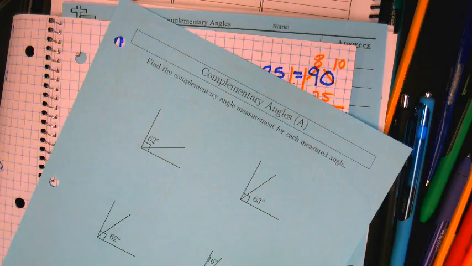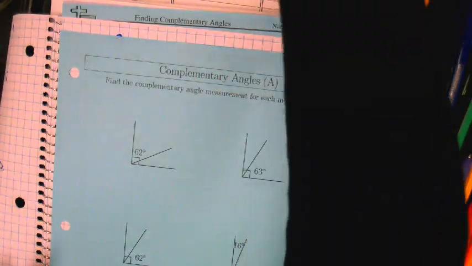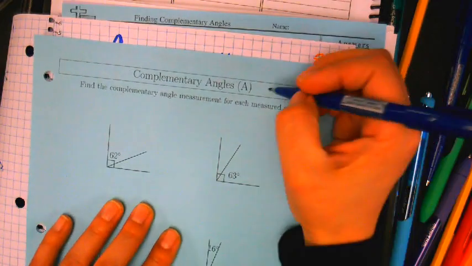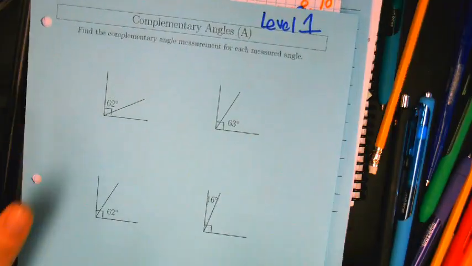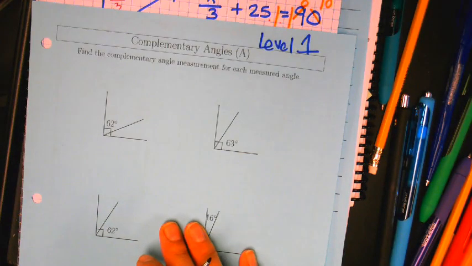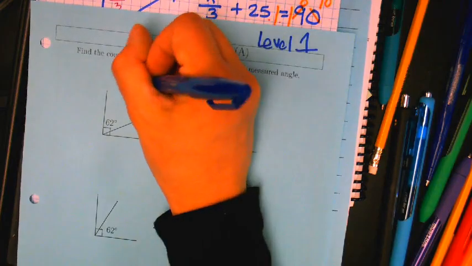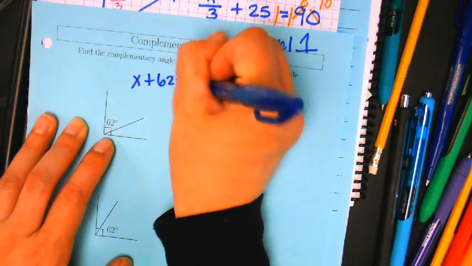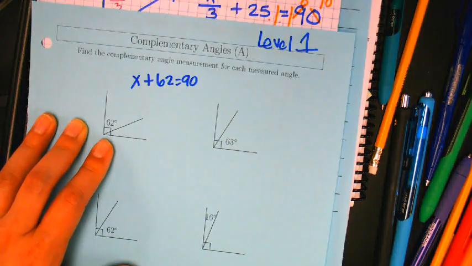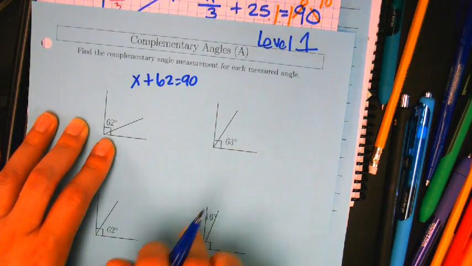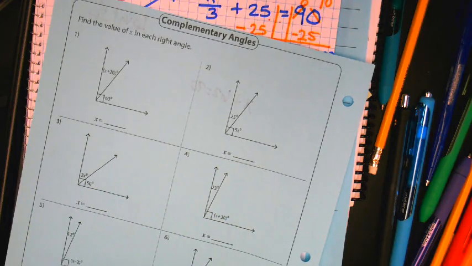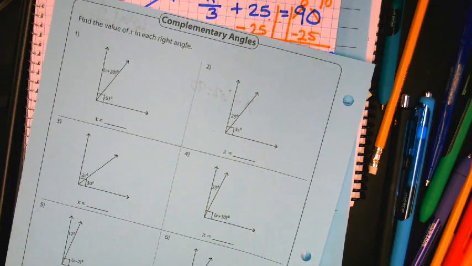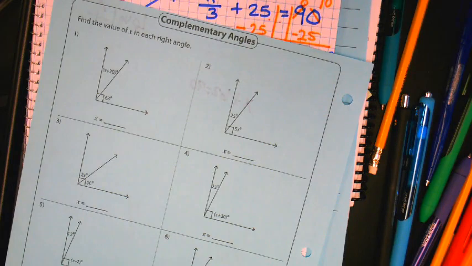All right. So, on the front side, you have level 1. Level 1 is just like yesterday. Super easy. X plus 62 equals 90. Okay? Level 1. Just like yesterday, Tanya. Super easy. The back side is what we just did today. Maybe the hardest one, maybe, is 5 and 8 because they have a minus, but not that difficult.